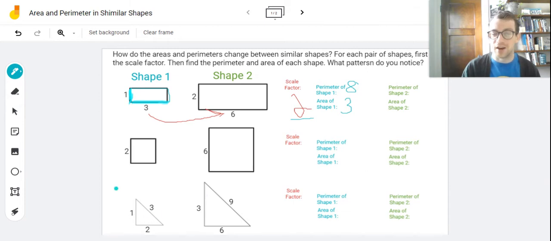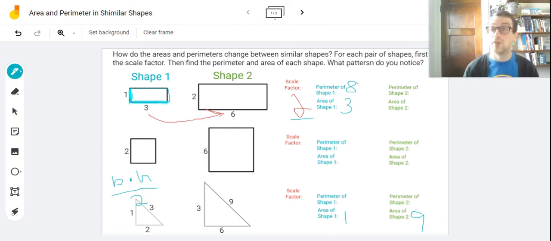To find the area of a triangle, you're going to do base times height divided by 2. So the area of this is 1 times 2 divided by 2. 1 times 2 is 2, divided by 2 is 1. So the area of that first triangle is 1. The area of the second triangle, 3 times 6. 3 times 6 is 18, divided by 2 means the area is 9.